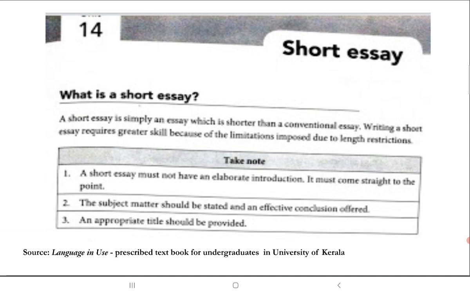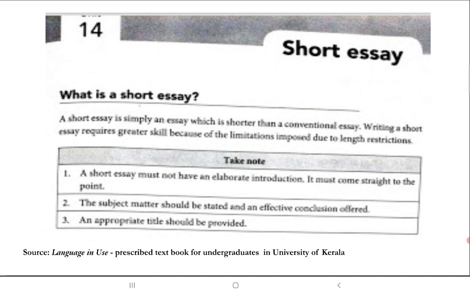So it should have an introduction, but a very brief introduction, with probably all the W's and H's answered: what this is about, what event you are speaking about, where this happened, and what you are talking about. All these things should come in the first 2-3 lines itself. It must come straight to the point. Similarly, in journalistic writing, there are the 5 W's and 1 H: what, why, where, when, how. Everything should be answered in 1 or 2 lines.